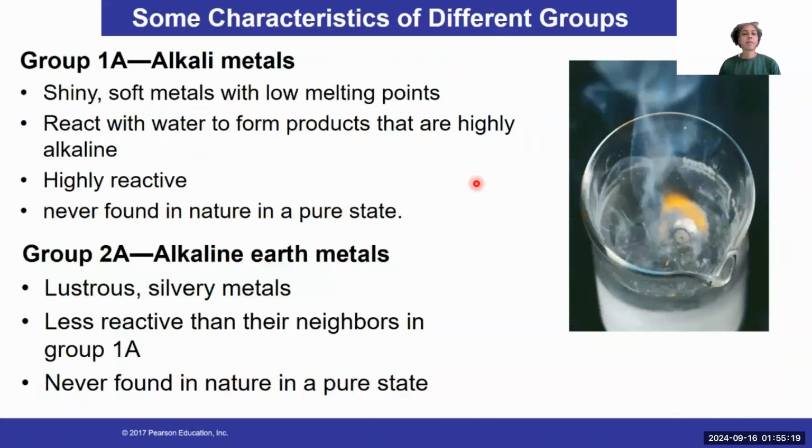The thing to note about alkali and alkaline earth metals is that they're never found in their pure state. They're always going to be found in chemical formulas or as compounds, generally with atoms that are found on the right-hand side of the periodic table. They're both metals and they are reactive. Group 1 are more reactive than group 2, but they're both reactive metals.